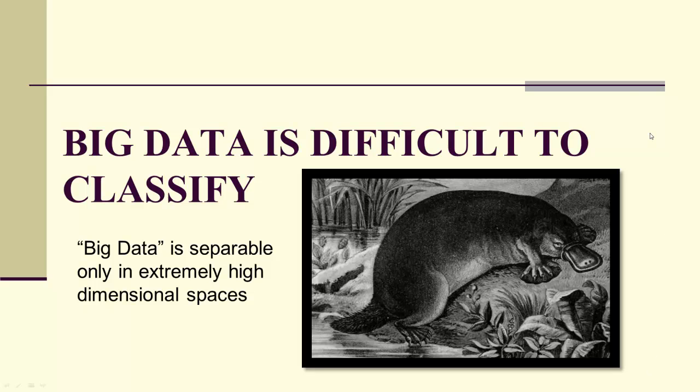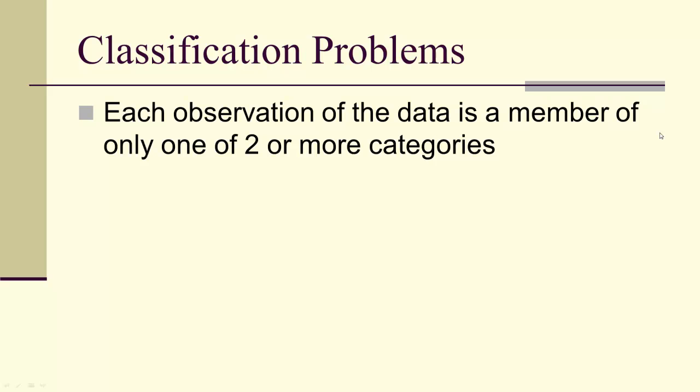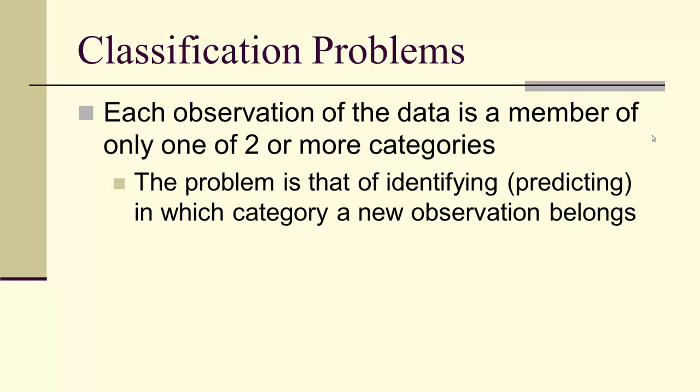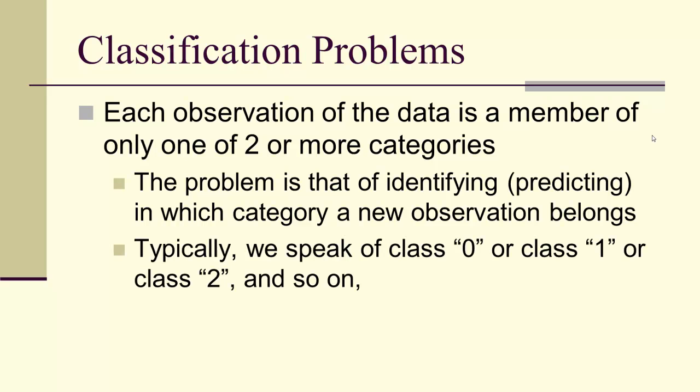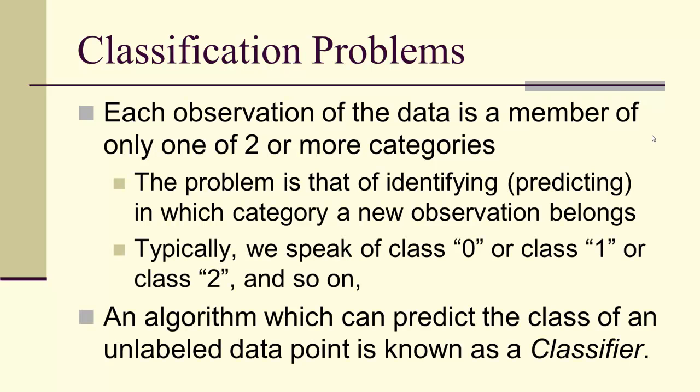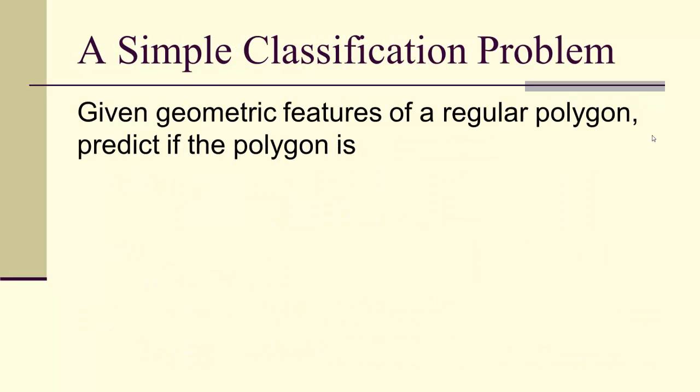Big data is difficult to classify. A classification problem is where we have two or more categories, and we have something that's uncategorized, and we want to figure out which category it's in. We tend to number the categories 0, 1, 2, things like that. Here's a simple classification problem.